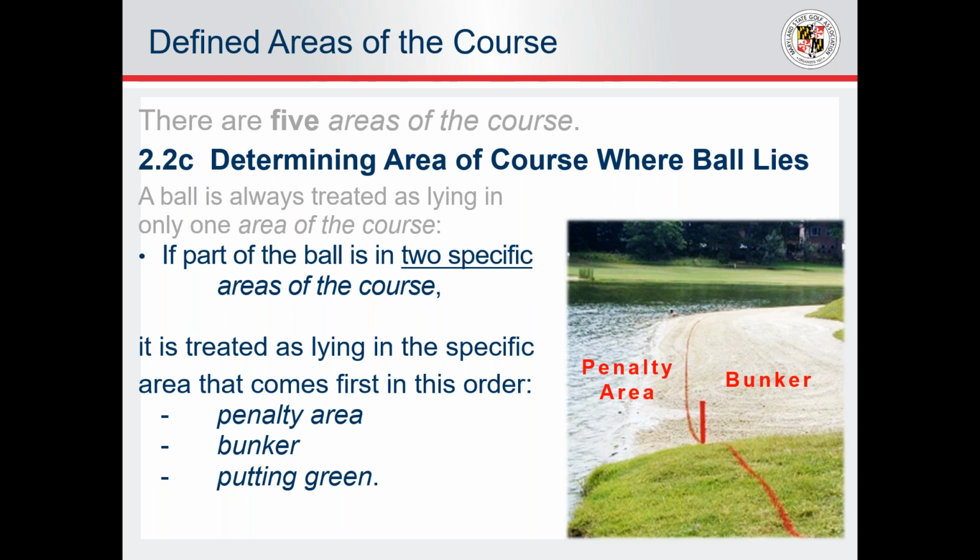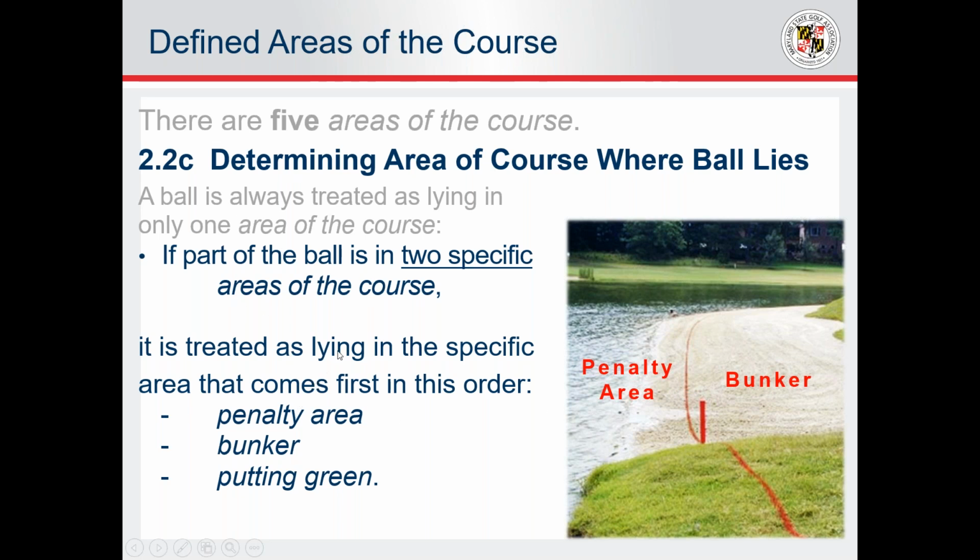Then, as this gets a little more complicated, if part of the ball is in 2 specific areas of the course, like in this example, where we have a bunker and a penalty area, we have to go to Rule 2.2C in our book. This is something you could highlight if you have your book in front of you, maybe dog-ear it. You're going to treat the ball as lying in the specific area that comes first in this order: the penalty area, bunker, putting green. So penalty area trumps bunker, and bunker trumps putting green. In this example, if we had a ball that was in the bunker, but it was touching the penalty area line, we're going to treat that ball as being in the penalty area. And that's what that rule tells us.